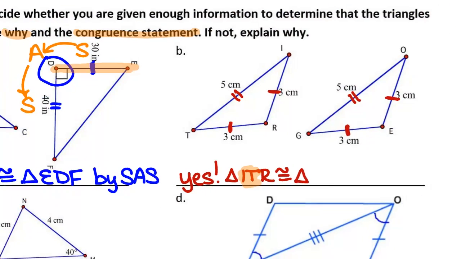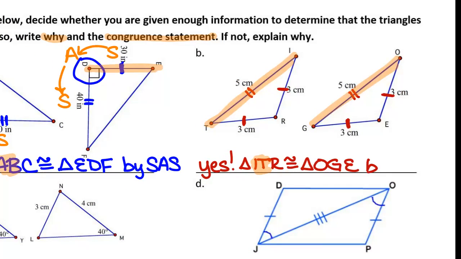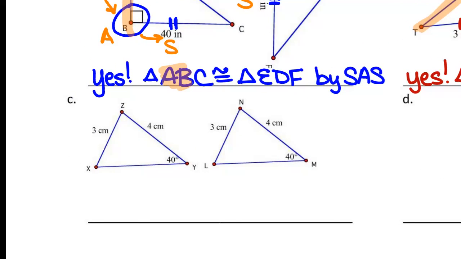IT is the first 2 letters here. That's my 5 centimeter side. So what would that correspond to over on the other one? OG. Yes. So this would have to be OG first and then E at the end. You're right. You did it in the right order. OGE, by side, side, side. All right.